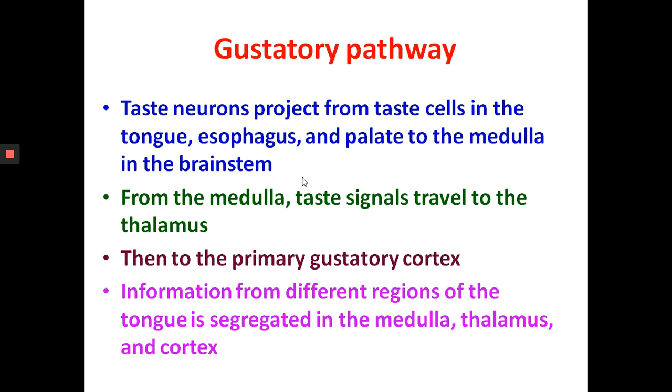Taste neurons project from taste cells in the tongue, esophagus, and palate to the medulla in the brainstem. So the neurons from the taste receptors present in the tongue, esophagus, and palate go to the medulla in the brainstem. From the medulla, the taste signals travel to the thalamus, then to the primary gustatory cortex. Information from different regions of the tongue is segregated in the medulla, thalamus, and cortex. So that is why we can sense different tastes.